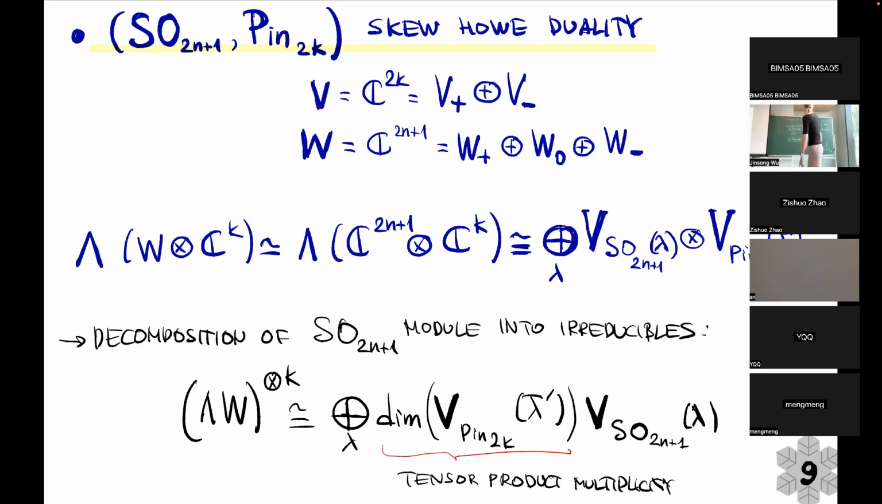Okay, so now you can look that it kind of looks the same as our problem. Only here we have the spinor module, and here we have the exterior algebra of the fundamental, the standard module. So here we have the spinor representation, and here we have the exterior algebra. Does anybody guess how this can help us? At first it doesn't look quite the same. Do you have any ideas about that?